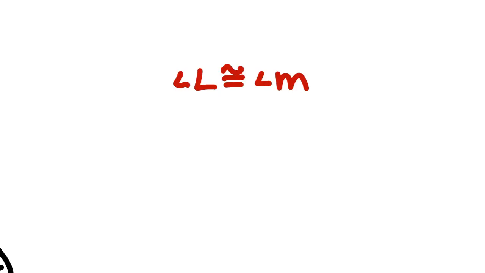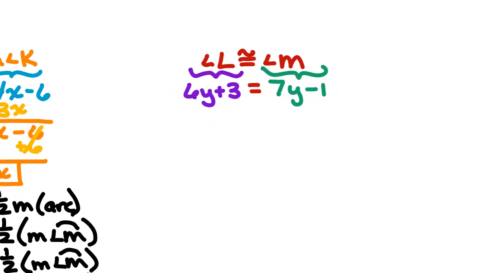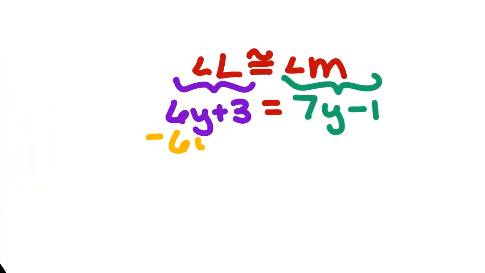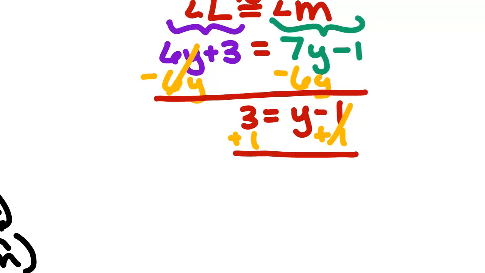Angle L is 6y plus 3. Angle M is 7y minus 1. We're going to solve this for y now, so I need to get my y's to the same side. So I'm going to minus 6y from both sides first. So I get 3 is equal to 7y minus 6y leaves me with 1y. And then to isolate y, we add 1 to both sides. And so that means that y is 4.